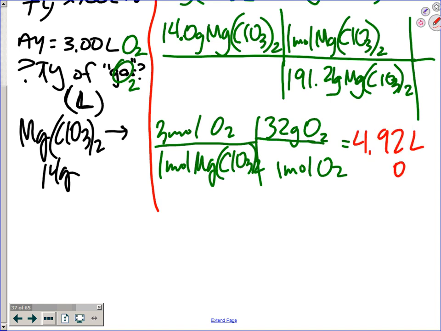4.92 liters of oxygen. Okay, what kind of yield is this one in red? Theoretical yield. Like in La La Land, if you took 14 grams of magnesium chlorate and it magically decomposes and makes oxygen, in a perfect world you would make about 5 liters of that gas. But we, us lowly humans, only made how much? We only made 3 liters, right? So if I'm approximating, I should get about 5. I only made 3. What's my percent yield?